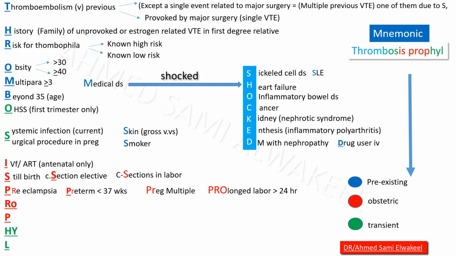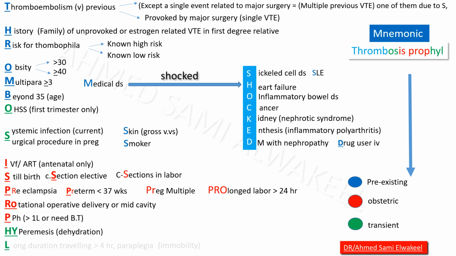BR, preeclampsia, preterm, before 37 weeks, and multiple pregnancy. BRO for prolonged labor, more than 24 hours. RO for rotational operative delivery or mid-cavity. B. Postpartum hemorrhage, more than one, when we lost more than 1 liter or need blood transfusion. HY for hyperemesis, dehydration, and L long duration traveling, more than 4 hours. Paraplegia, which refers to immobility.